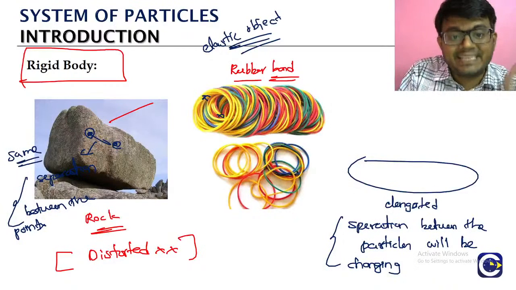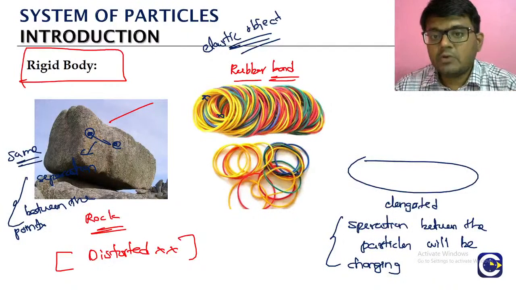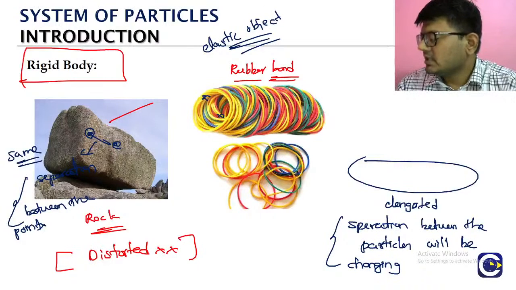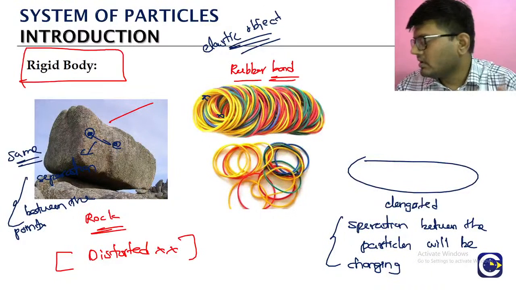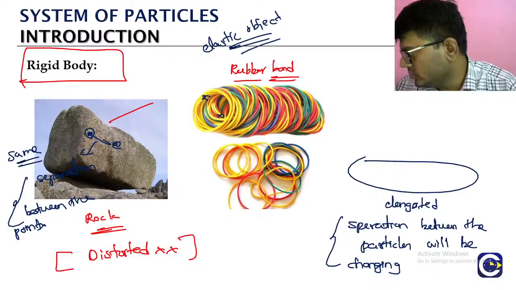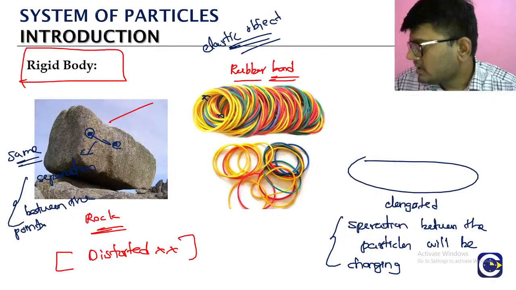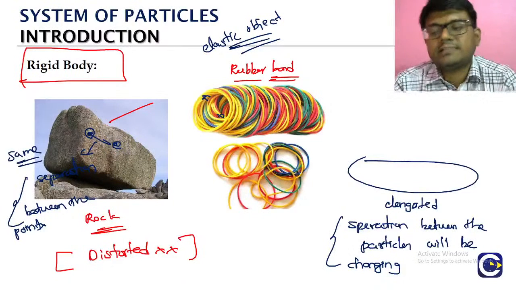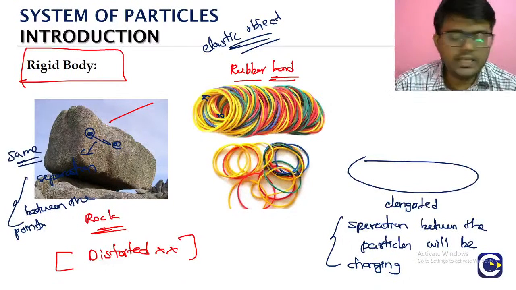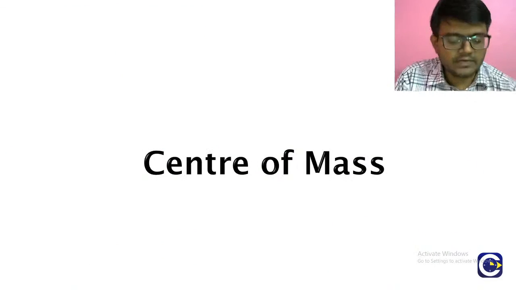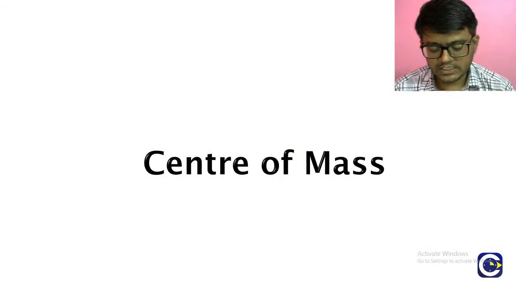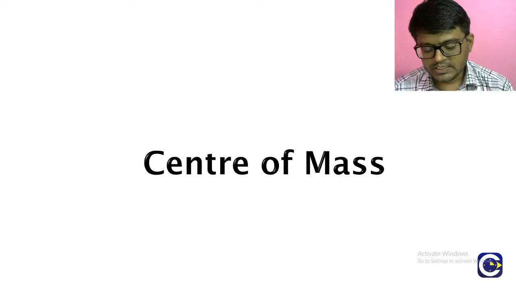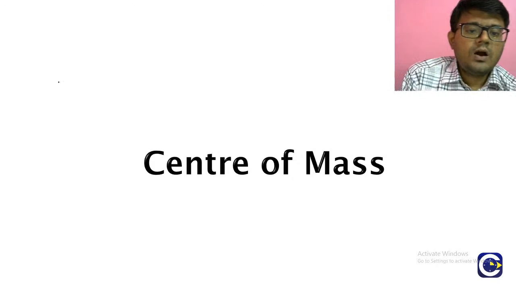What do you mean by an extended body? We are classifying extended bodies into two kinds: on one side we have the rigid body, on the other side we have the elastic object.